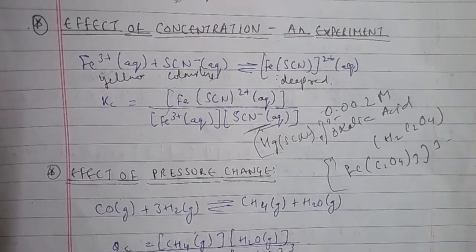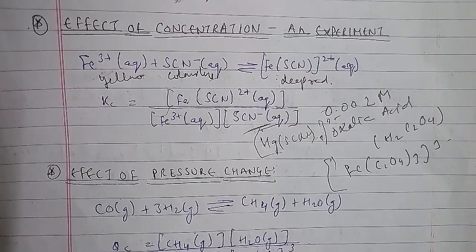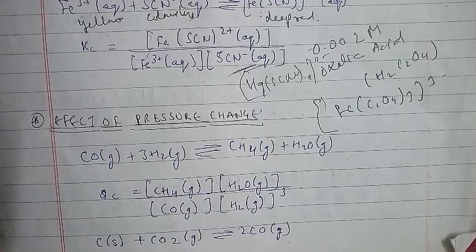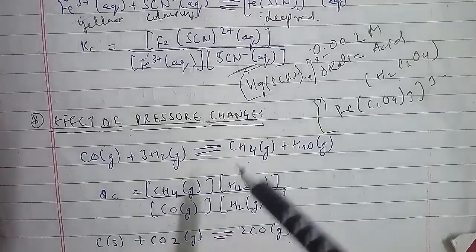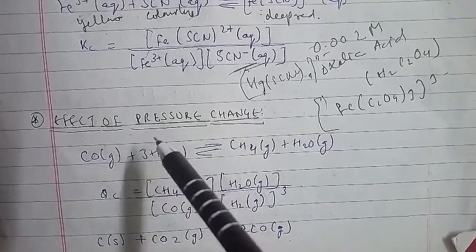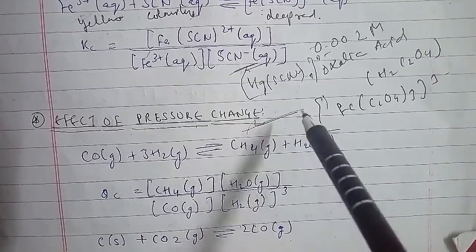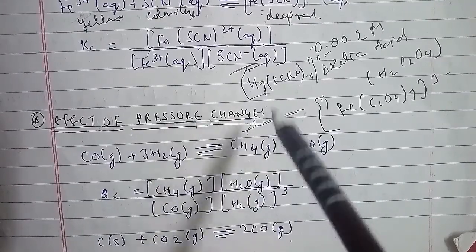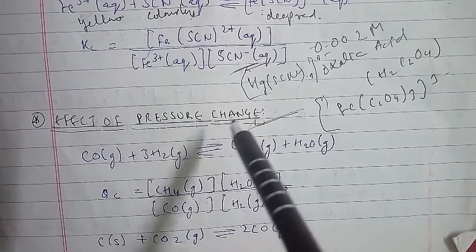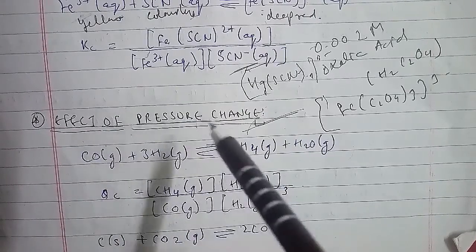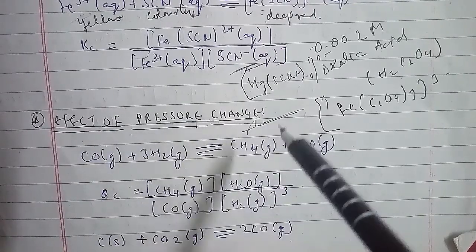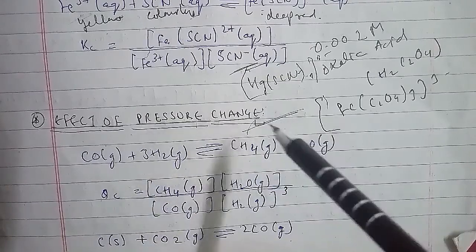In applying Le Chatelier's principle to heterogeneous equilibrium, the effect of pressure changes on solids and liquids can be ignored, because the volume and concentration of a solution, that is a liquid, are nearly independent of pressure. We are considering the equation: carbon monoxide in the gaseous state plus 3H2 in the gaseous state gives CH4, a gas, plus H2O, also in the gaseous state.